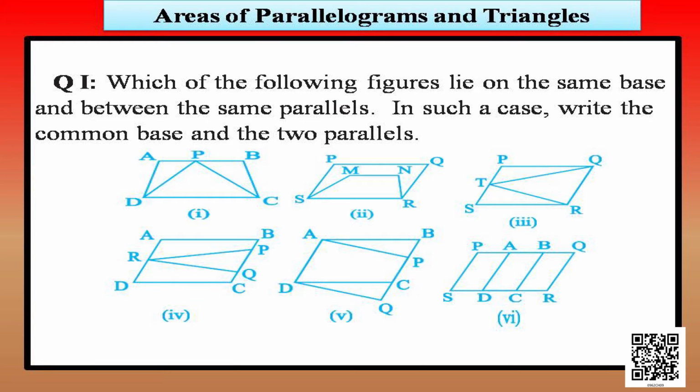Let us observe figure 4. It can be observed that parallelogram ABCD and triangle PQR are lying between same parallel lines AD and BC. AD is parallel to BC because ABCD is a parallelogram, and the base of triangle PQR, that is PQ, also lies on the parallel line BC.